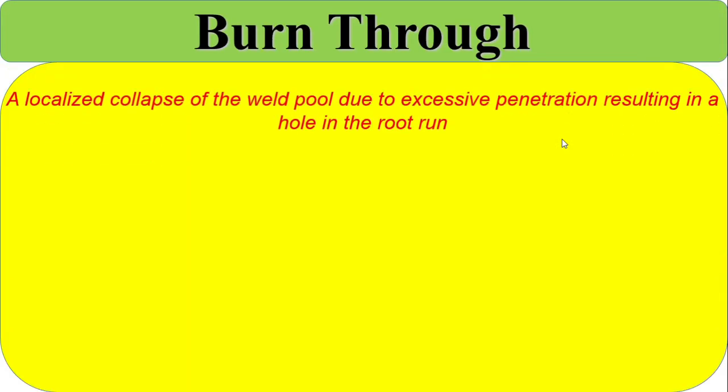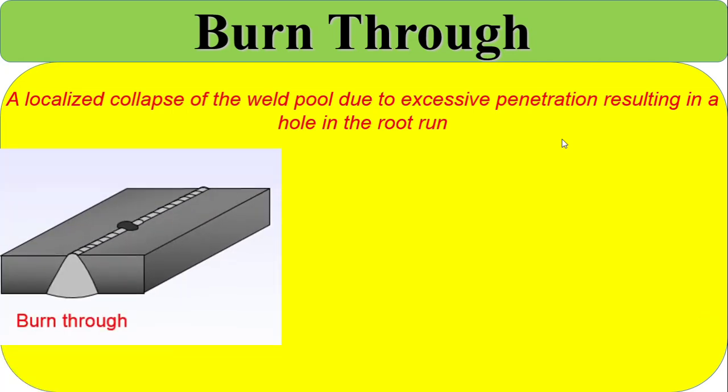Burn through. What is burn through? A localized collapse of the weld pool due to excessive penetration resulting in a hole in the root run. It means when you are doing the welding, an excessive current is generated in the weld pool, and it penetrates your parent metal and results in a hole in the run. The root run becomes a hole, totally a hole. So that is called burn through.